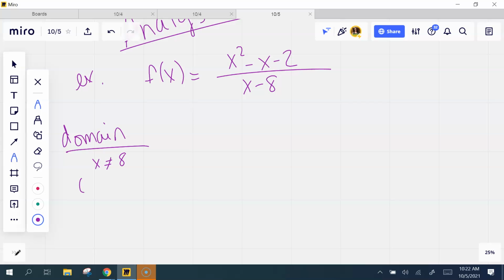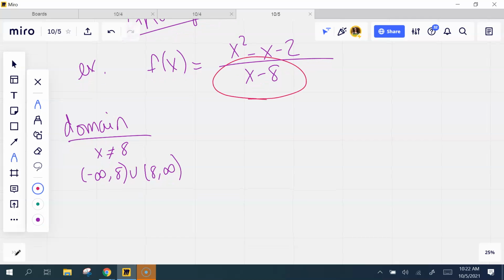So my domain, not the domain. This also implies what? If the bottom equals 0 here, what do I have? We just talked about this one. Vertical what? It is undefined though, Vivian, you're right. Vertical asymptote at x equals 8.